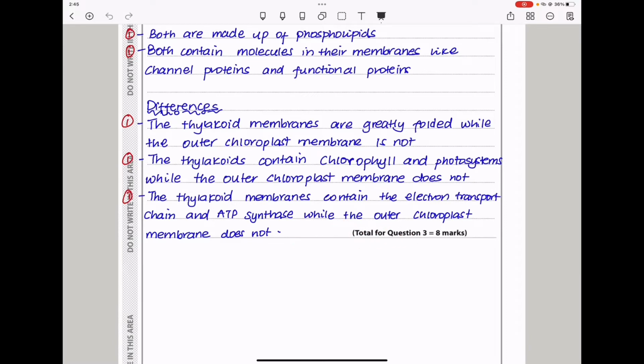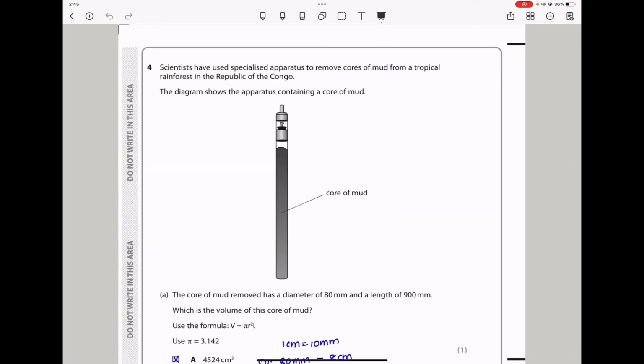So this brings us to the end of question 3. Let's continue to question 4. Question 4.